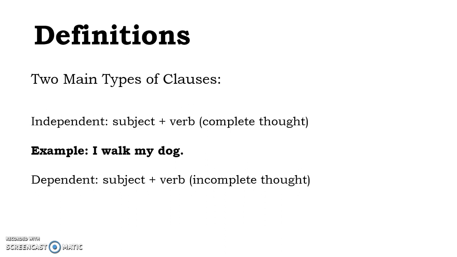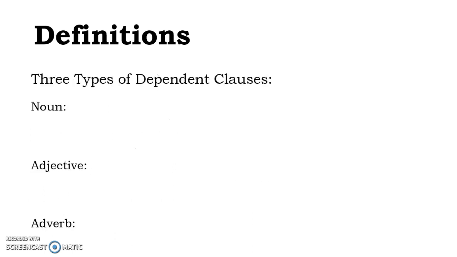Example of independent: I walk my dog. Example of dependent: when I walk my dog. The first is complete, the second is incomplete. Both have subject and verb. There are 3 types of dependent clauses: noun, adjective, and adverb.